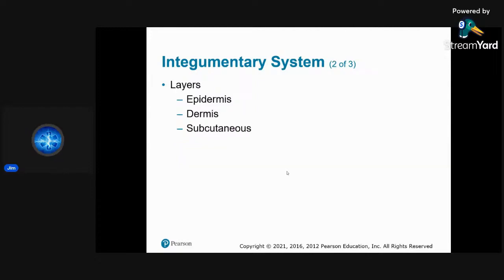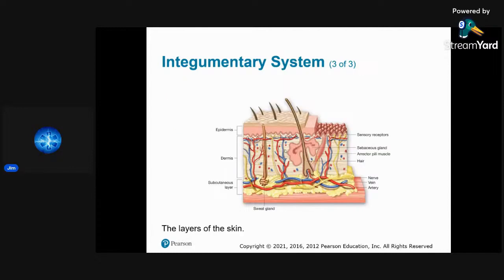We have 3 different layers in our skin. We have the epidermis on the outside. Our next layer is the dermis, and the last layer is your subcutaneous layer. This will come into play when we start talking about burns, really big time. There's a nice picture of those layers.